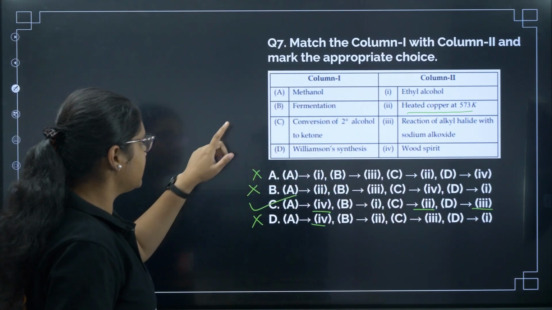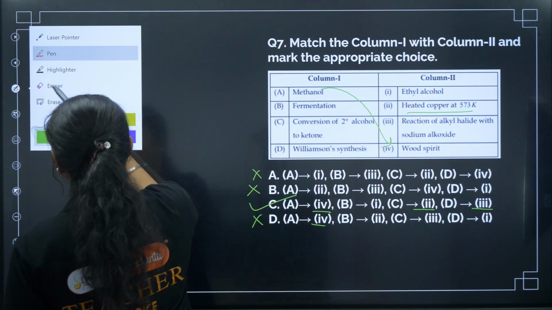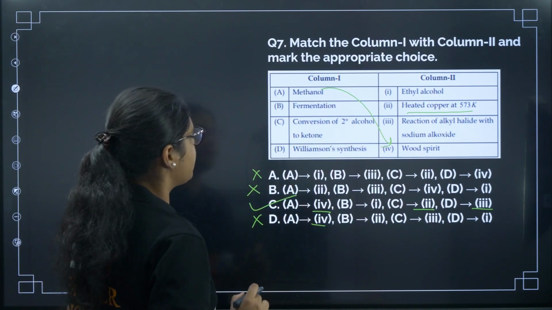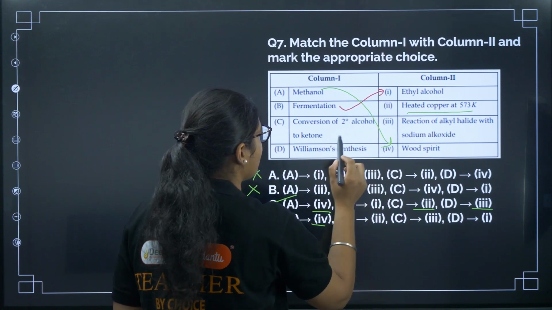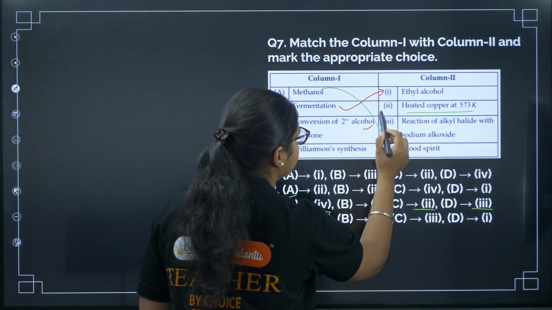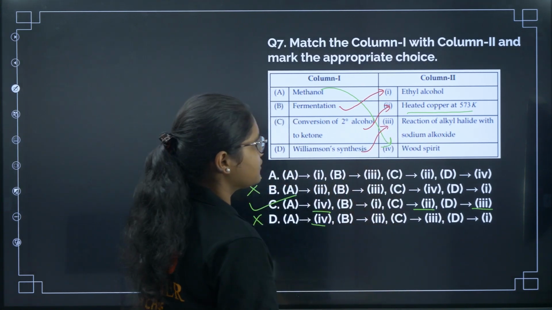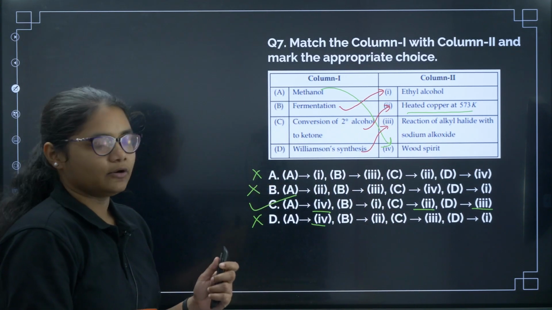Okay, once again you can see methanol is wood spirit. Then fermentation is ethyl alcohol. Conversion of secondary alcohols to ketone is heated with copper. Williamson ether synthesis is reaction of alkyl halides with sodium alkoxide.